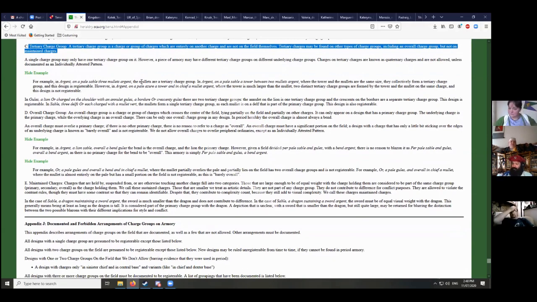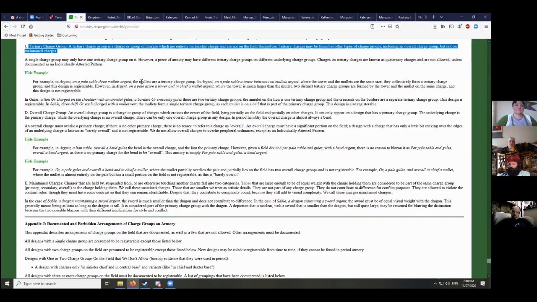So I can put a charge on a primary charge group. The charge I've put on top of the primary charge, that is a tertiary charge. I can put multiple charges on top of my primary charge, and that is a tertiary charge group. I can have separate tertiary charge groups, but not on the same charge.